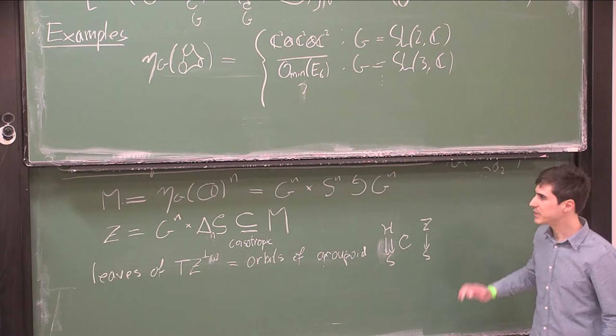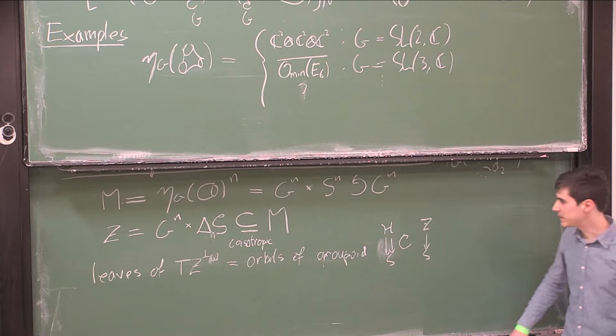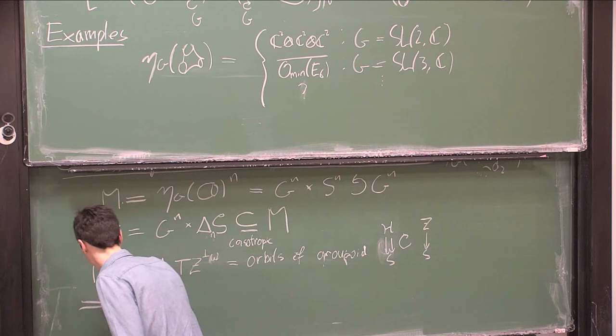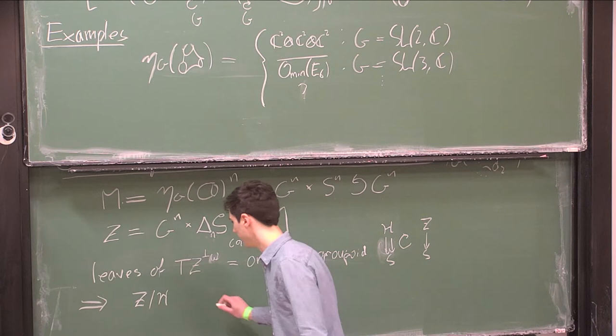It's a very special case of groupoid where the source and target maps are equal, so it's sometimes called a group scheme, but still it's non-trivial. So that means now that this quotient of H is a parameter space.